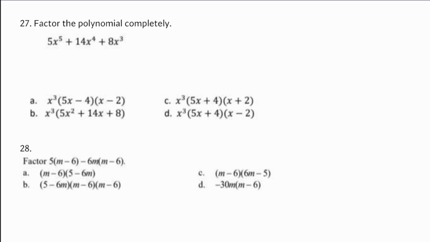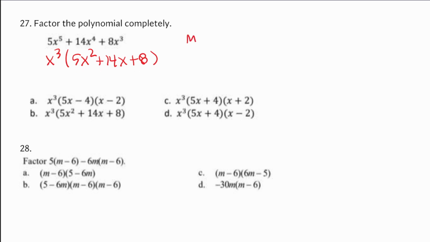Number 27, okay, we're going to factor the polynomial completely. So I'm going to always start by looking for a greatest common factor. And I see on this one, 5, 14, and 8, those don't have any numerical factors in common. But I do see 3 powers of x, at least, in each term. So I'm going to factor out 3 powers of x. So I have x to the 3 multiplied by 5x squared plus 14x plus 8. Okay. And now I'm going to say, okay, this thing in the parentheses, is it factorable?